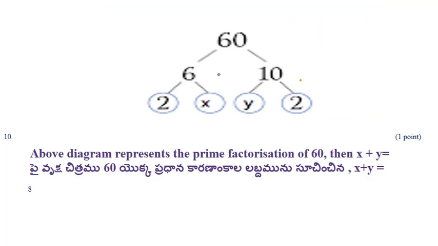Above diagram represents the prime factorization of 60. Now we have to find x plus y. Let us find the x and y values first. 60 equals 6 into 10 and 6 equals 2 into 3. So the value of x equals 3. Next, 10 equals 2 into 5. So the value of y equals 5. Now we have to find the value of x plus y, that equals 8. So 8 is the correct answer.